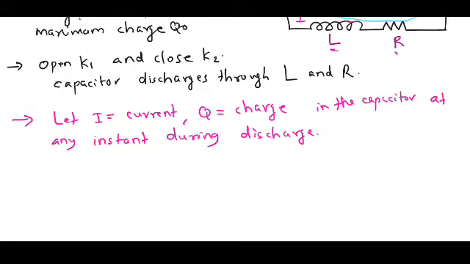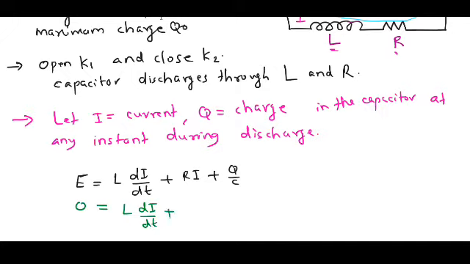If we write the expression for the voltage, that we know, because we did the same in the growth of the charge in the circuit case, the total voltage is equal to L di by dt plus Ri, that is the voltage through the resistor, and Q by C is the voltage through the capacitor. When the key K1 is opened, this voltage is equal to 0. This will be L di by dt plus Ri plus Q by C.